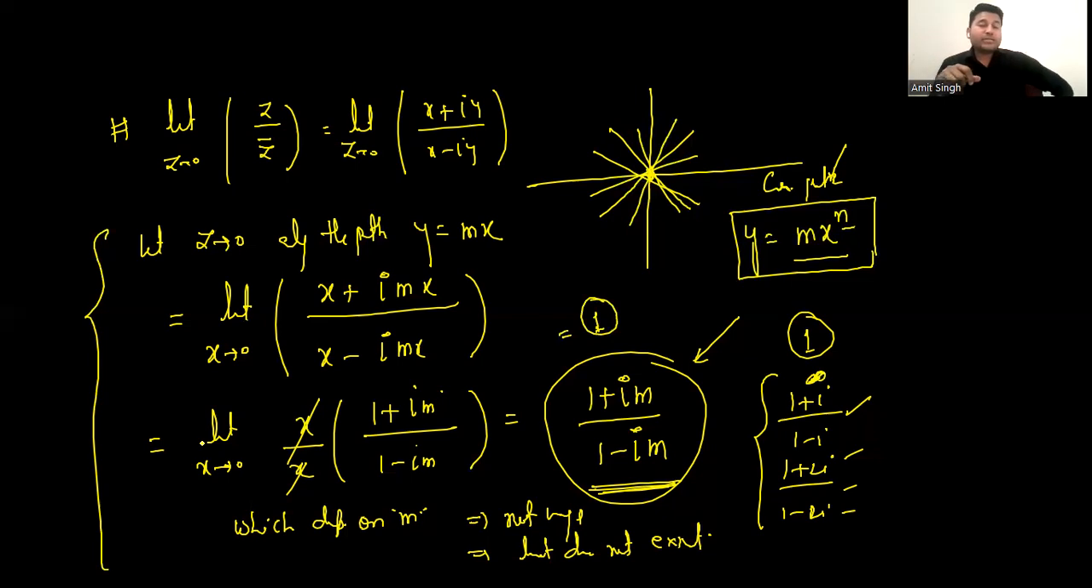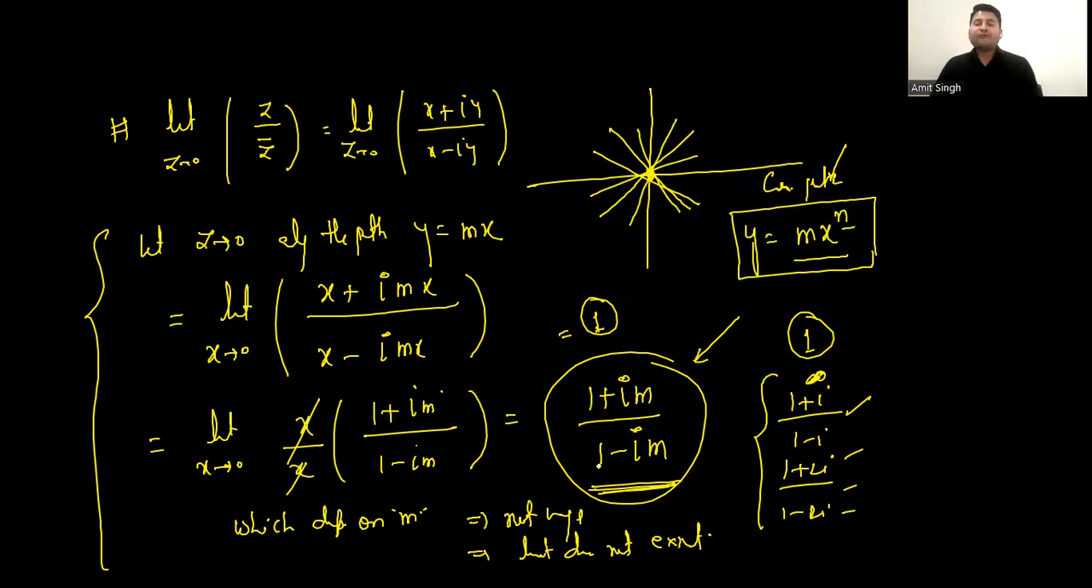And when you see a question whose limit does not exist, you can take two paths which give different limiting values, as a counter. In general, you can also use this concept with a general path: if the limit is a function of m, we will say it is not unique, so the limit does not exist. But if it is free from m, we will say the limit exists.